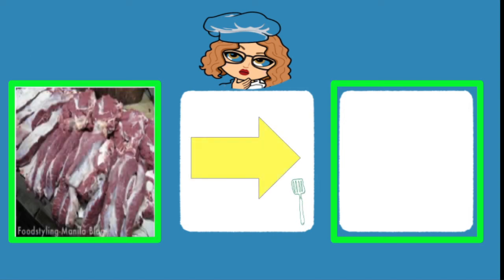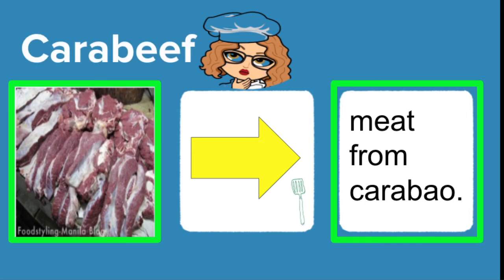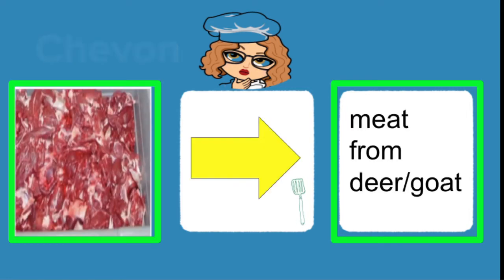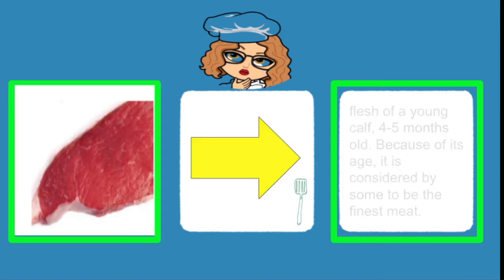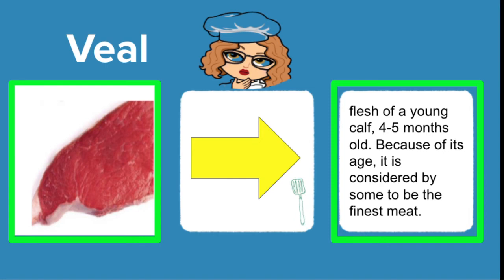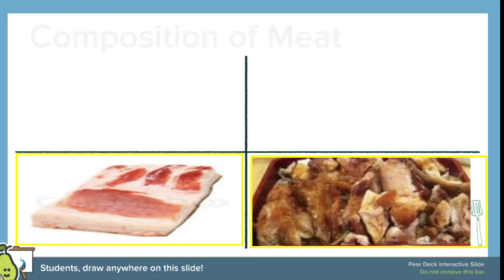We also have the carabeef. It's the meat from carabao. The chevon is the meat from deer or goat. The veal is the flesh of a young calf, 4 to 5 months old. Because of its age, it is considered by some to be the finest meat.